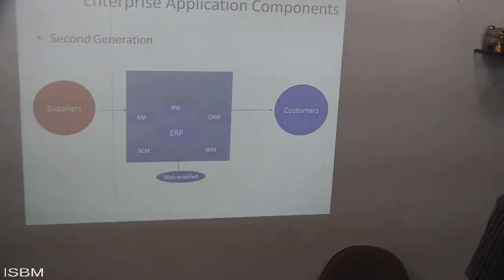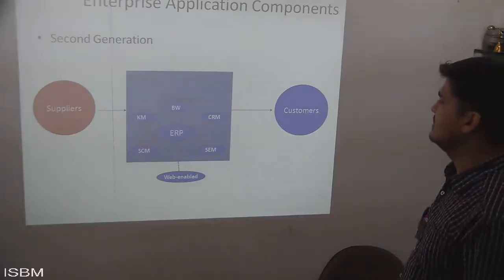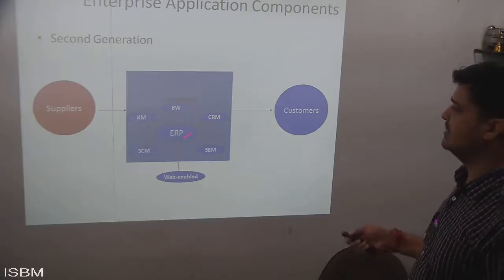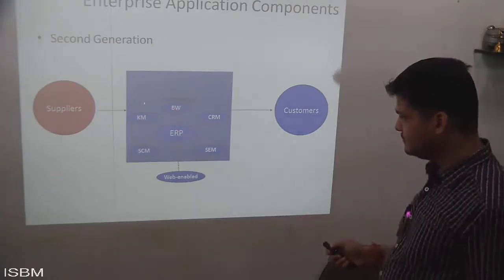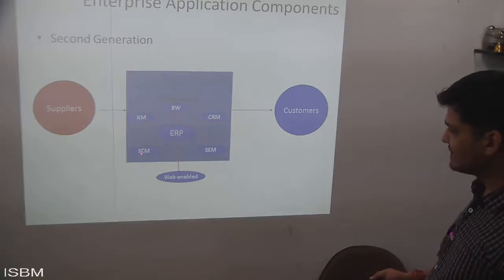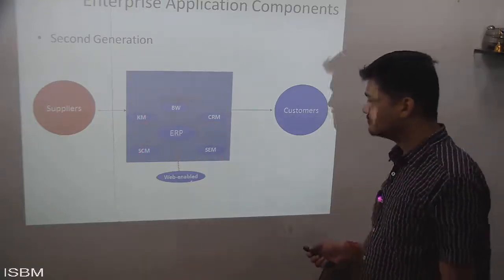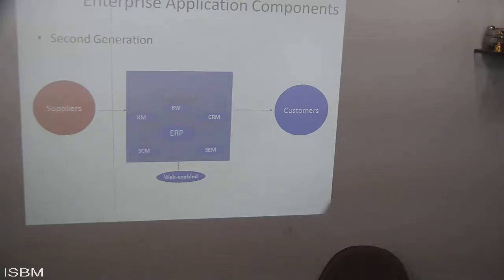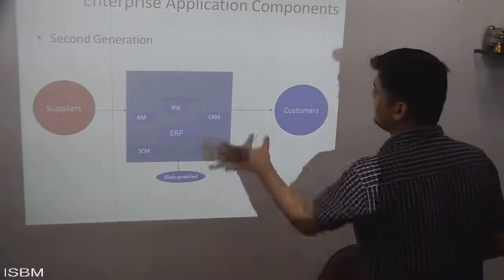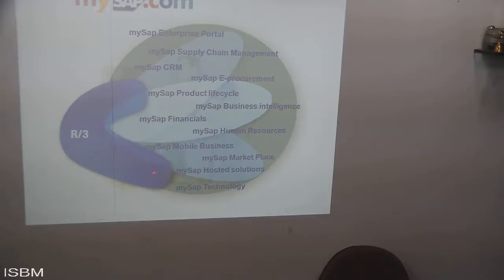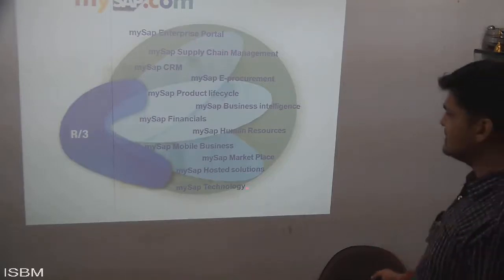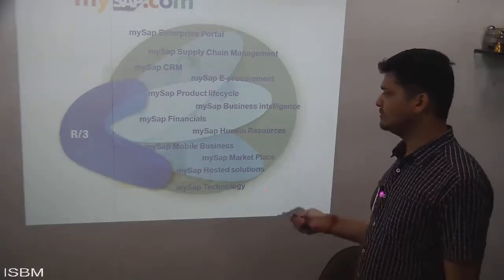So how have the enterprise application components worked out? It is the second generation, between supplier and customer. There is one chain over here. Company A has an ERP which has built in SCM, KM, BW, CRM, and web enabled. So it's a kind of middleware between supplier and customer. So this is R3, mysap enterprise portal, mysap supply chain. All the things we have seen in R3, the same things are over here also.